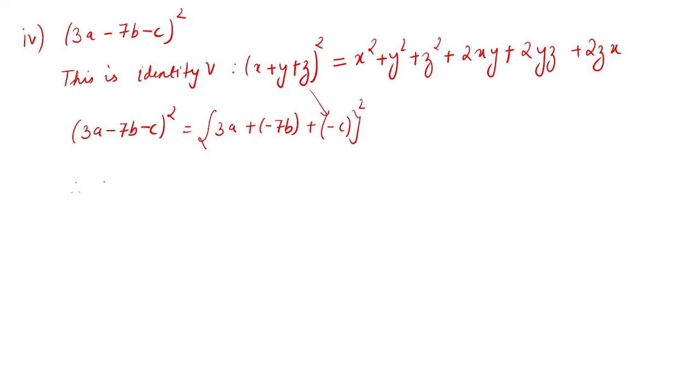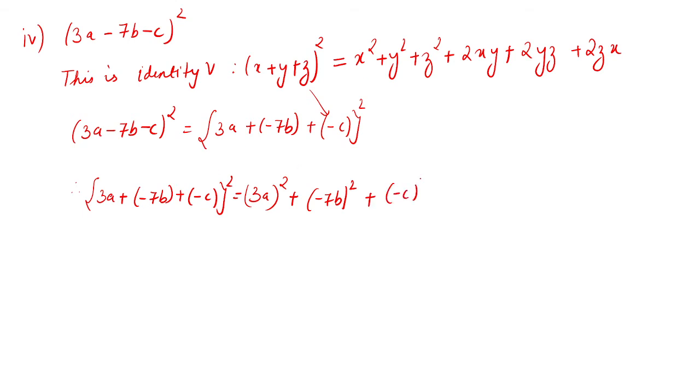Therefore, let's use this equation. You can use this equation and do it. If you're completely okay, it's completely okay to not use this step. This is only for students who are scared, who have the tendency of making careless mistakes. Okay, 3a plus minus 7b plus minus c, the whole thing square. Now you use the formula. What is the value of x square in place of this? It is 3a, clear? Plus what is y square? This is minus 7b, the whole thing square.